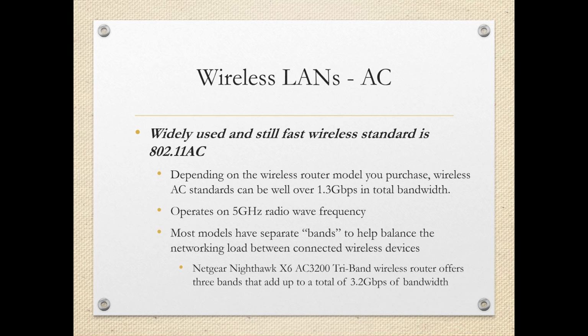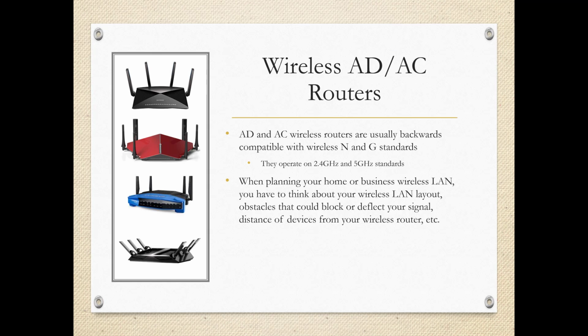Most models have separate bands to also help balance the networking load, and the Netgear Nighthawk, they have an X10 now, is actually capable of much more than that. These are just some examples of AC routers. Again, they can operate on 2.4 gigahertz and 5 gigahertz, and they're backwards compatible with N and G. Those were the previous standards.